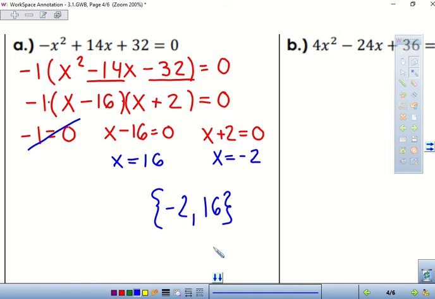So if you were to graph this in Desmos or a graphing calculator or by hand, the two values at which we cross the x-axis will be -2 and 16. That's where we cross the x-axis. That's what we're finding. Okay?